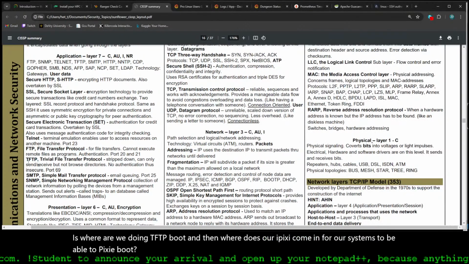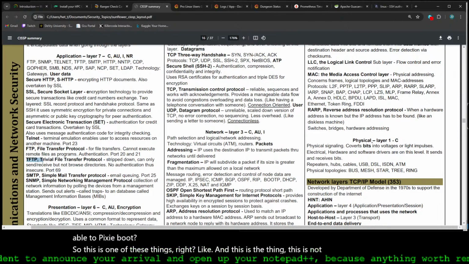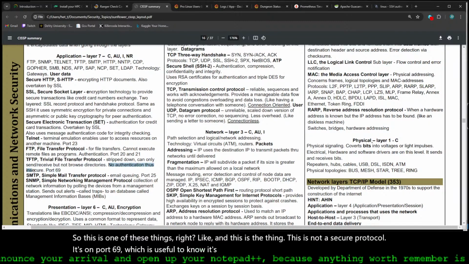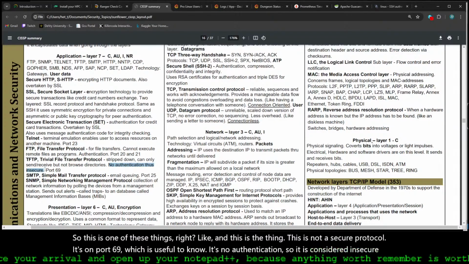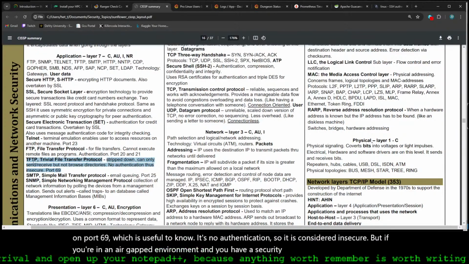So this is one of these things, right? This is not a secure protocol. It's on port 69, which is useful to know. It has no authentication, so it is considered insecure. But if you're in an air-gapped environment and you have a security posture that allows it, this is okay.